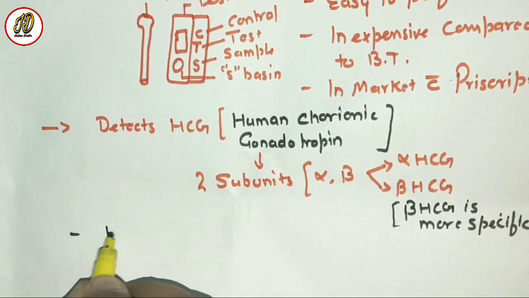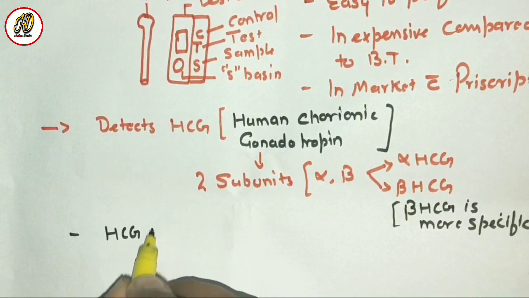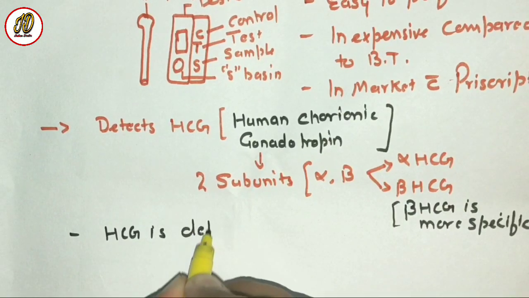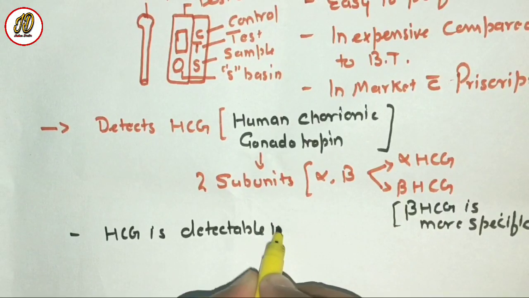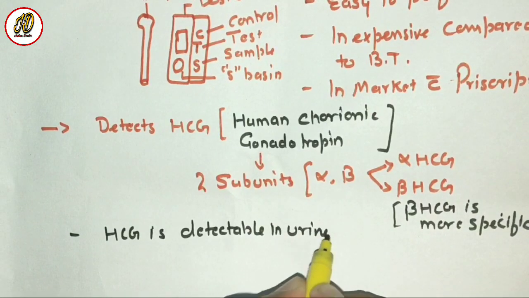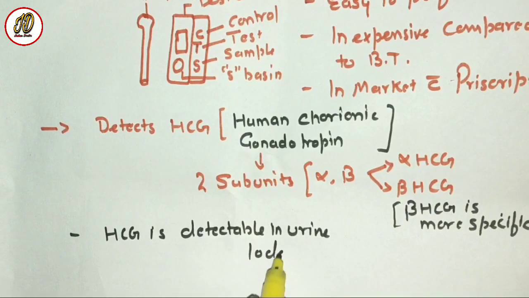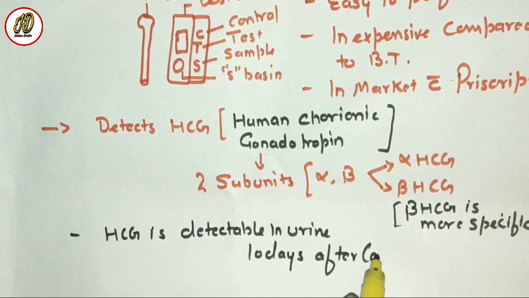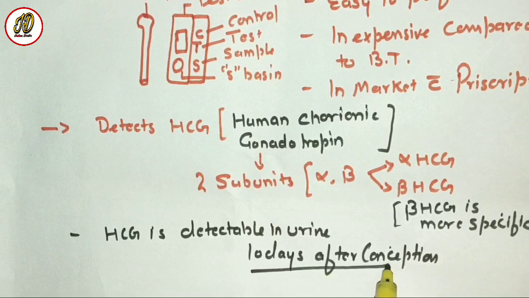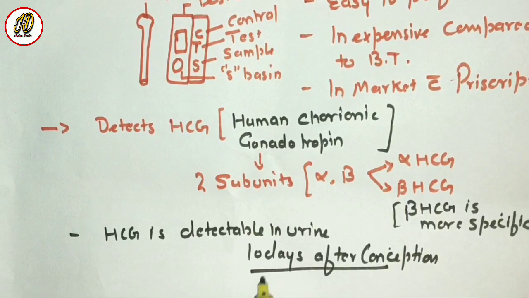And HCG is detectable in urine 10 days after conception, or in rough words, we can say after 14 days of intercourse.